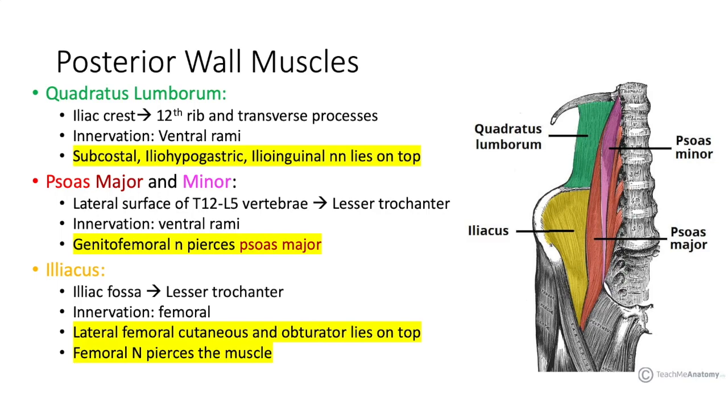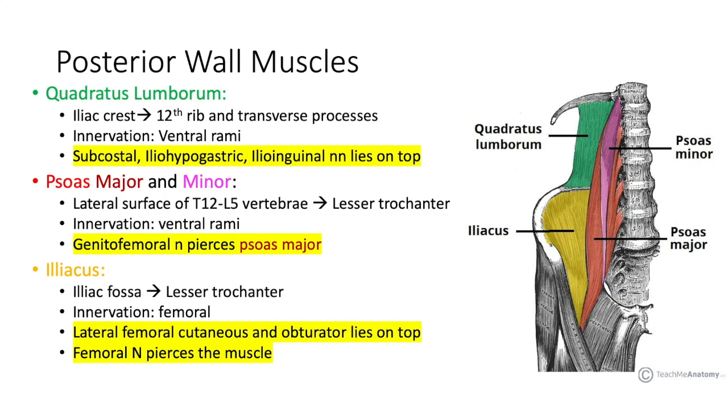The subcostal, iliohypogastric, and ilioinguinal nerves lie on top of it. There's also a psoas major and minor. That's our next muscle. Now, not everybody has a psoas minor. It's not really important, but they would have a psoas major, so don't get worried if you don't see it in lab. But they lie on the lateral surface of T12 to L5 vertebrae to the lesser trochanter, so it's going down to our leg. It's also innervated by the ventral rami, and it's important to note that the genitofemoral nerve pierces psoas major.